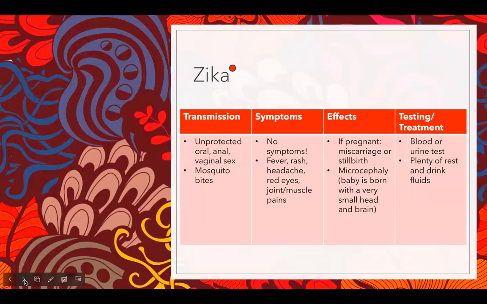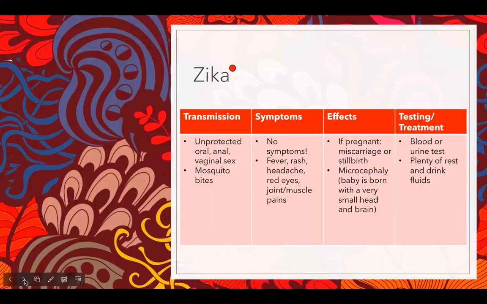All right. And I believe this is our last one. We have Zika. Zika is always the one that people are very confused about, but it is a virus and it can be transmitted through unprotected oral, anal, or vaginal sex. It could also be transmitted through mosquito bites. The most common symptom would be no symptoms, but when you do have symptoms, it would be fever, rash, headache, red eyes, joint, or muscle pains.